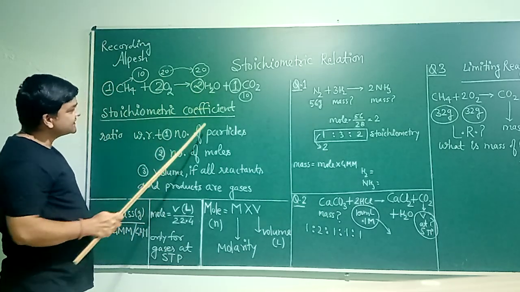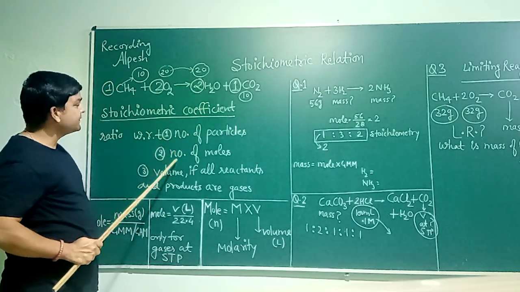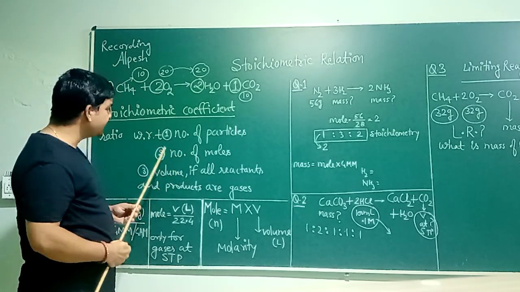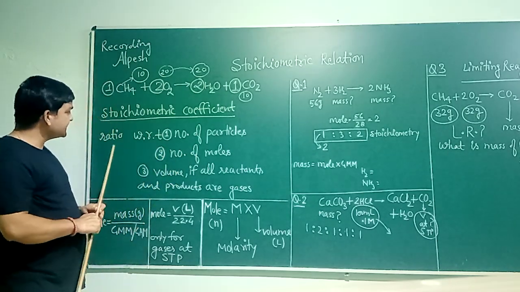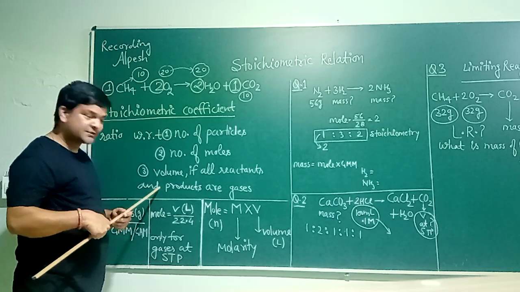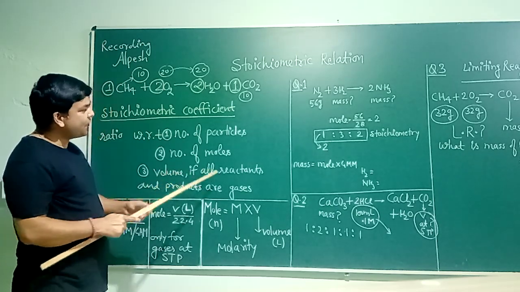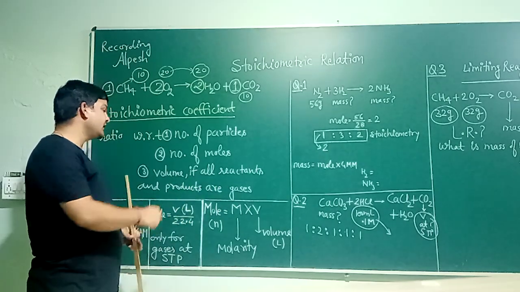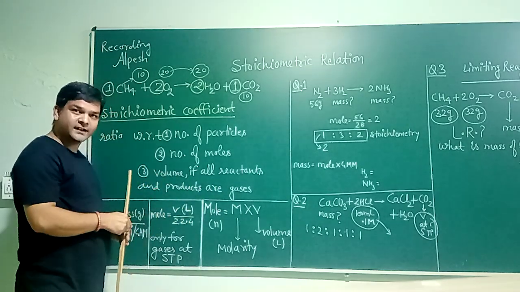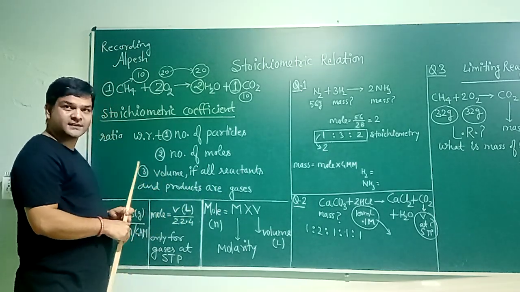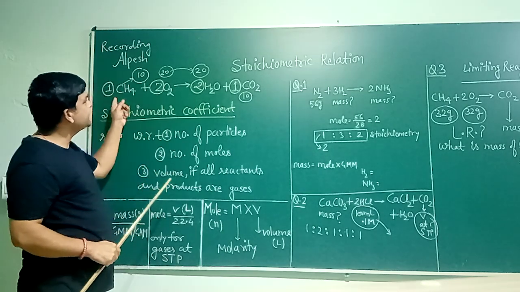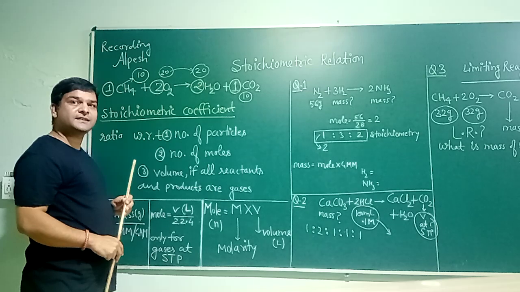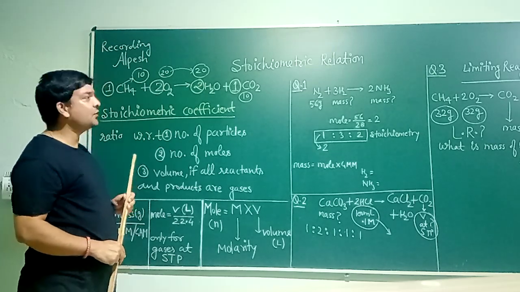So this ratio is with respect to particles. This ratio may be with respect to number of moles. Generally we use moles. I explained to you why it is so. Now third, this ratio may be with respect to volume also. But here, only if all the reactants and products are gases, then the same ratio can be read as the ratio with respect to their volume also.